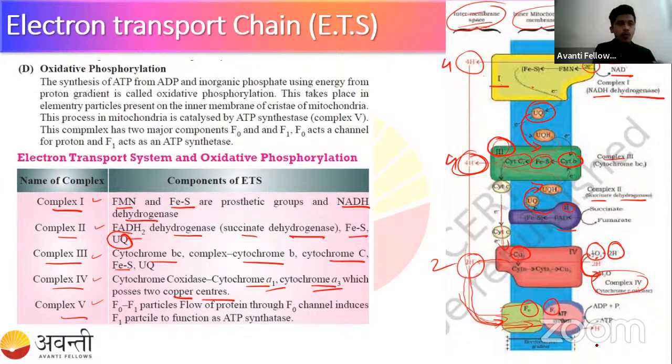Once the F1 goes through this conformational change, it does the very important job in our ATP synthetase: it starts adding phosphate to our ADP. So this ADP plus phosphate will be converted into ATP in our complex 5. Eventually, it gives rise to our ATP.